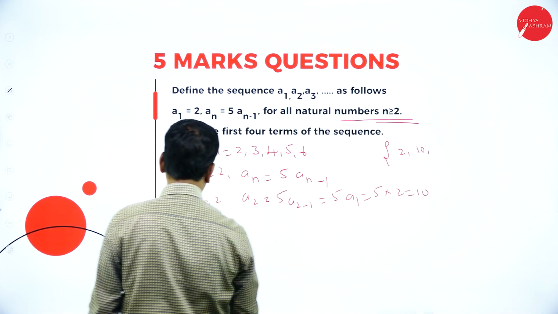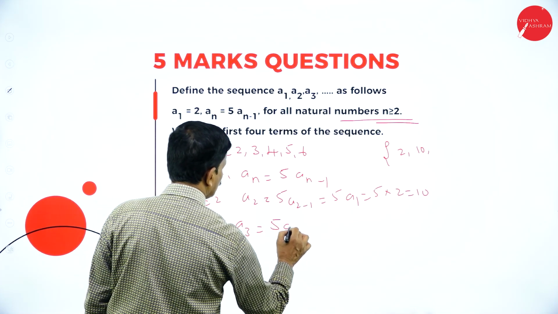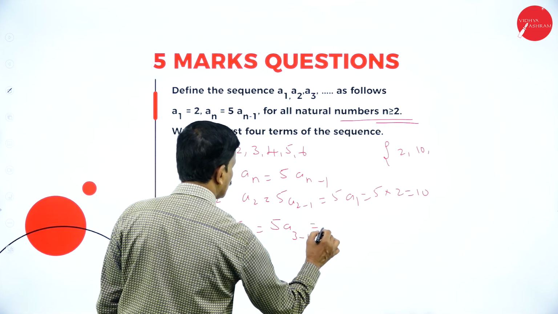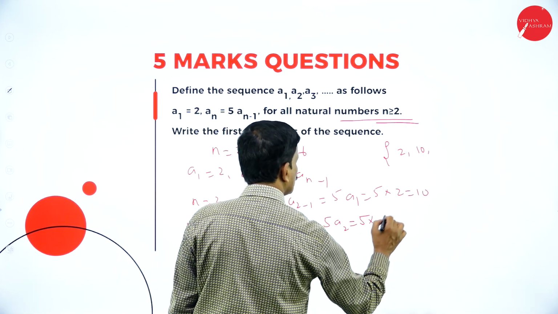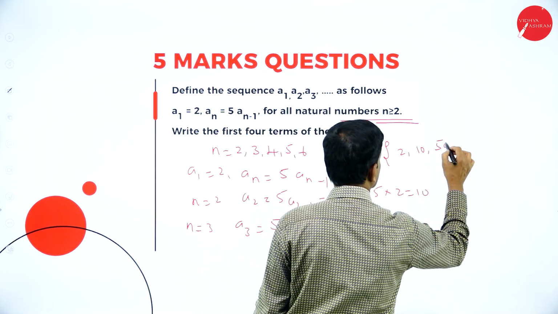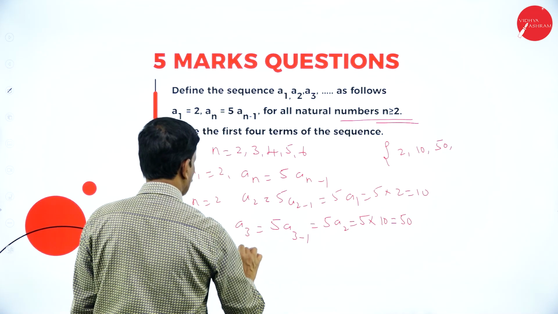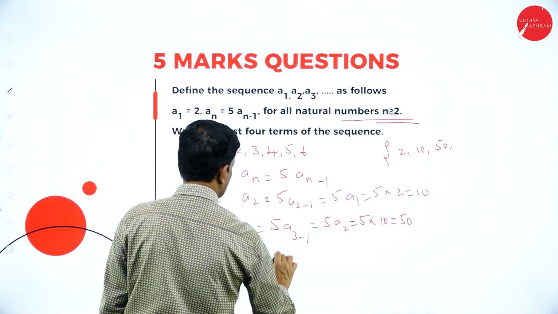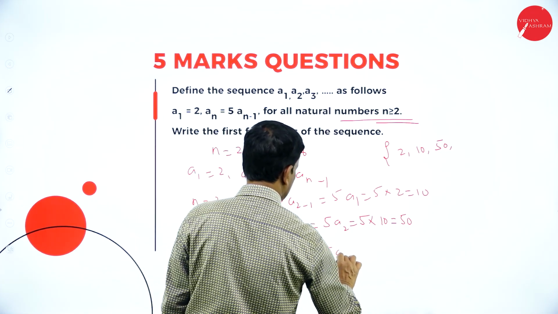Now put n is equal to 3. Then a3 is equal to 5 into a3 minus 1, that is 5 times a2. What is a2? 10. 5 into 10 is equal to 50. Next, n is equal to 4: a4 is equal to 5 into a4 minus 1, that is a3.